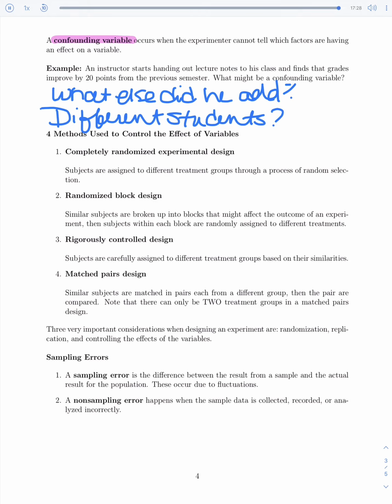Like I said, there are different ways to do experiments. You can look them up: matched pairs design, all sorts of things, and different types of sampling errors. We're not going to go into that in detail.